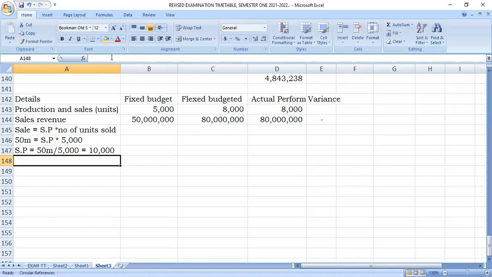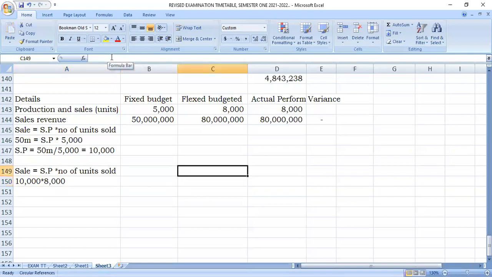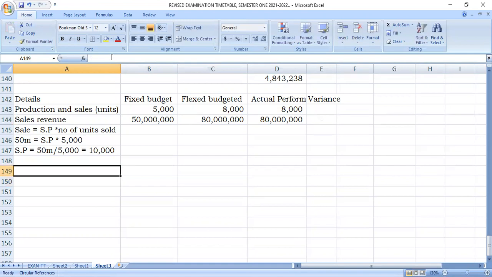So when you're flexing, the number of units have changed. They're not 5,000 anymore. They are 8,000. Therefore, my sales using this formula is equal to the selling price, which is 10,000, times the number of units, which are 8,000 under flexible budget. That's how I'm getting the 80,000 here. Katie, I hope we are fine in this case. You may confirm if you have been left behind.